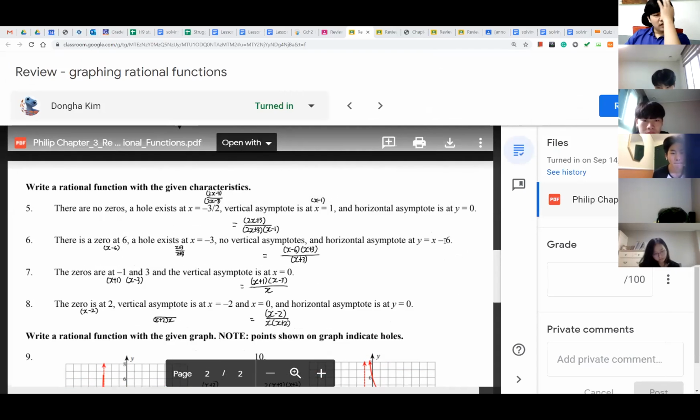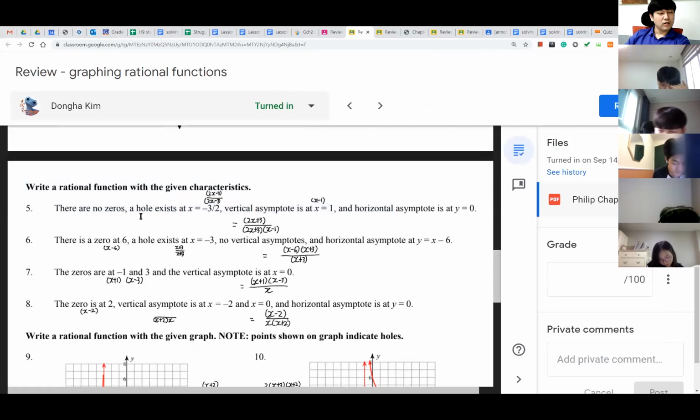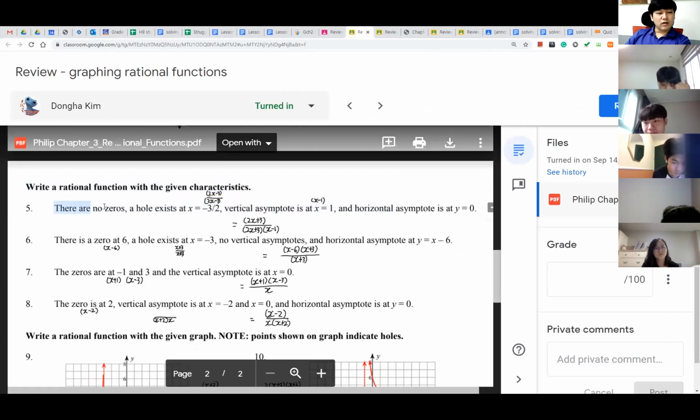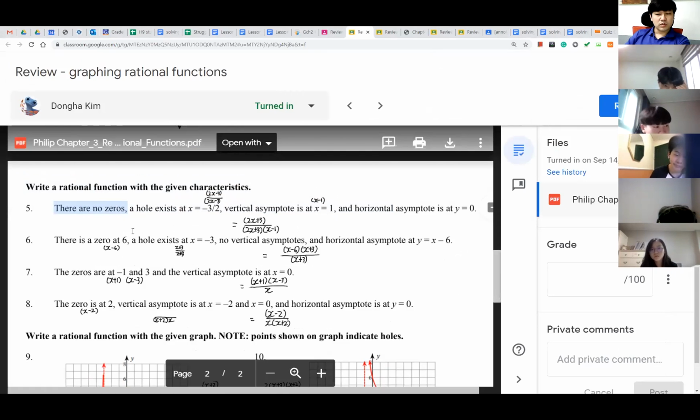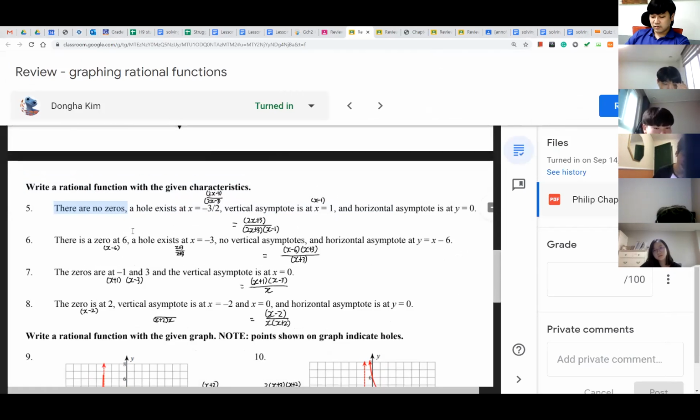Yes. Okay. All right, so it says write a rational function with the given characteristics. So the hints are given. With the given hint, we have to come up with the final function. Okay. So there are no zeros, which means, okay, so Robert, if there are no zeros, what does that mean? In our rational function, what happens? Nothing cancels, right? Nothing cancels.